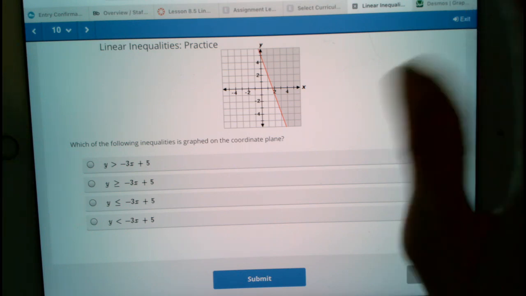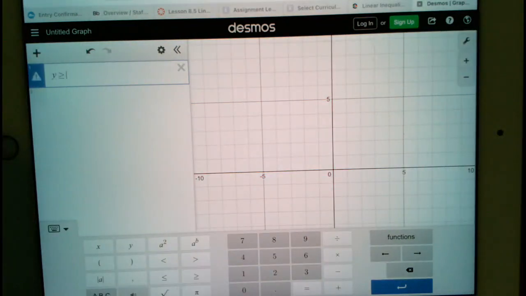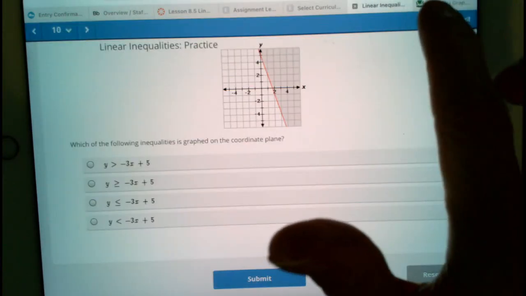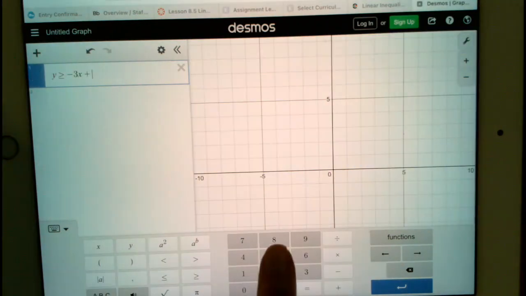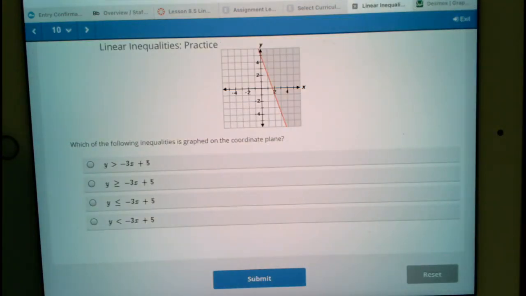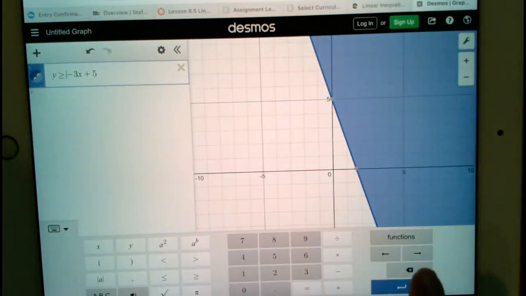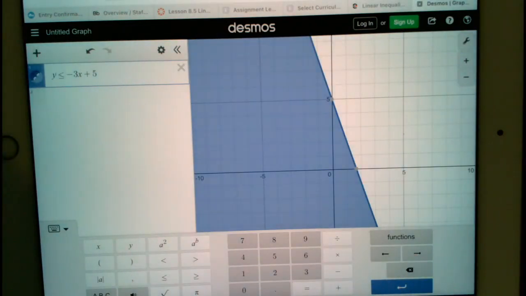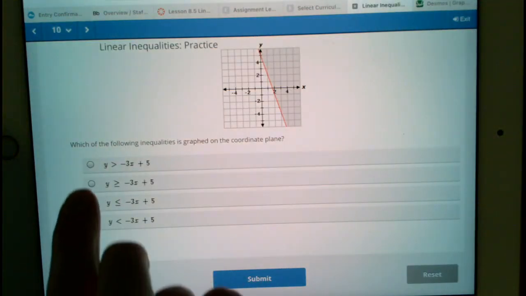check now. So y is greater than or equal to, is it positive 3x? Negative 3x plus 5. And when we go back and compare, it seems that that is the answer. Let's just check and make sure. But we come over here and do the less than or equal to, and it's definitely going to be the greater than or equal to.